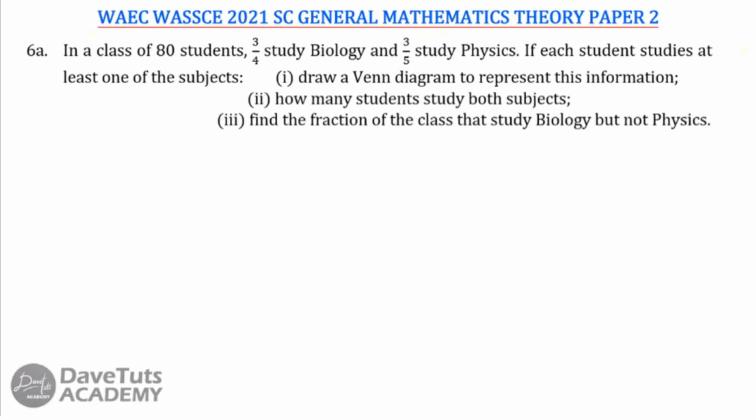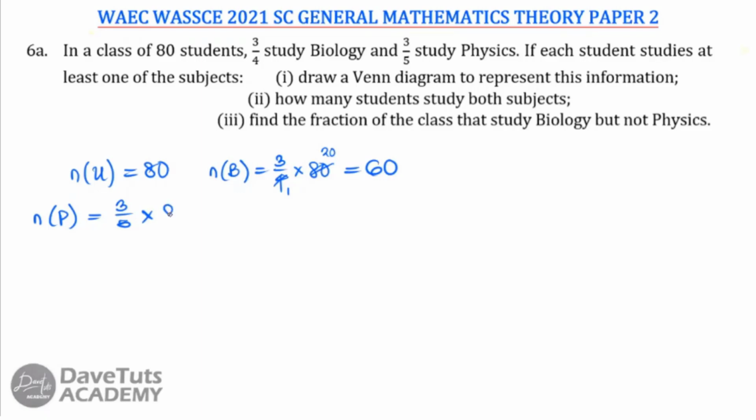In this question on set theory with Venn diagrams, we are told that in a class of 80 students, so we can say the number of students in our universal set is 80. 3/4 study biology, so the number of those who are studying biology is 3/4 of 80, because 3/4 of this 80 is studying biology. If we are cutting that, 4 in 80 is 20, so we have 60 to be the number of students studying biology. And 3/5 study physics. So if we say P is physics, that would be 3/5 of 80, and if we cut, 5 in 80 is 16, so 3 times 16, that is 48.